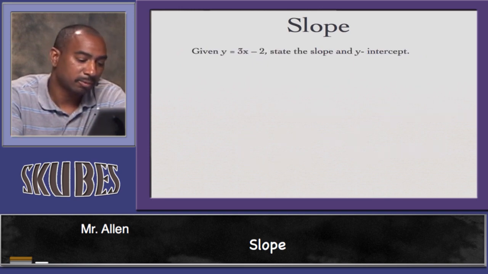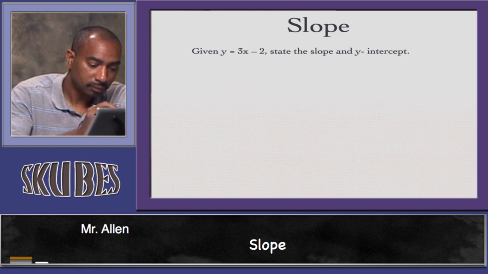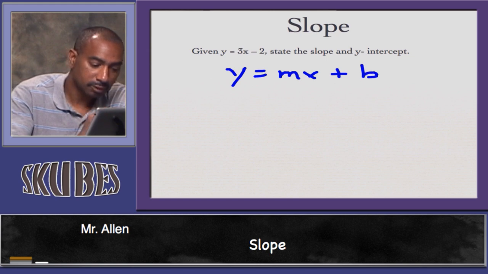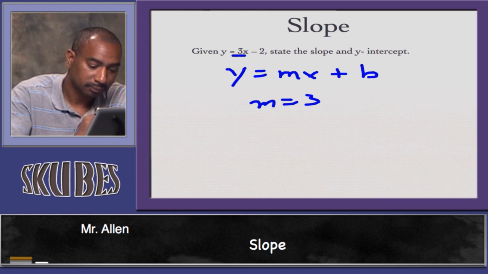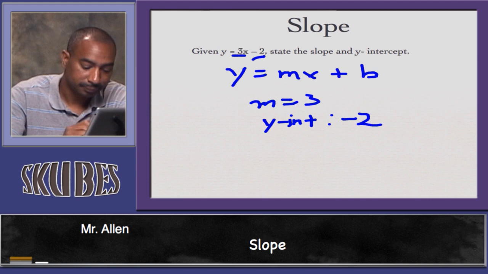All right, so look, given that y equals 3x minus 2, state the slope and the y-intercept. Well, it's already in the format of y equals mx plus b. So we know that the slope is 3. And the y-intercept, you have to be careful though, it's -2, not 2.